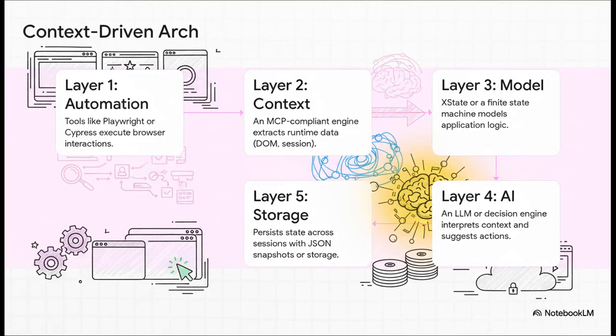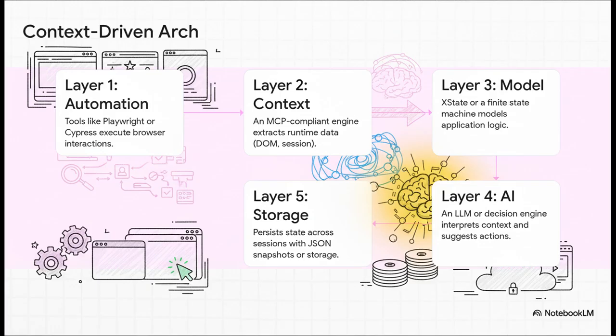At the bottom, layer 1, that's your standard automation tool. Think Cypress or Playwright, the thing that's actually clicking and typing. Then layer 2 is where the magic starts. That's the context engine, and its only job is to watch the browser and slurp up all that juicy runtime data. It passes that info up to layer 3, the model, which is basically the app's rulebook.